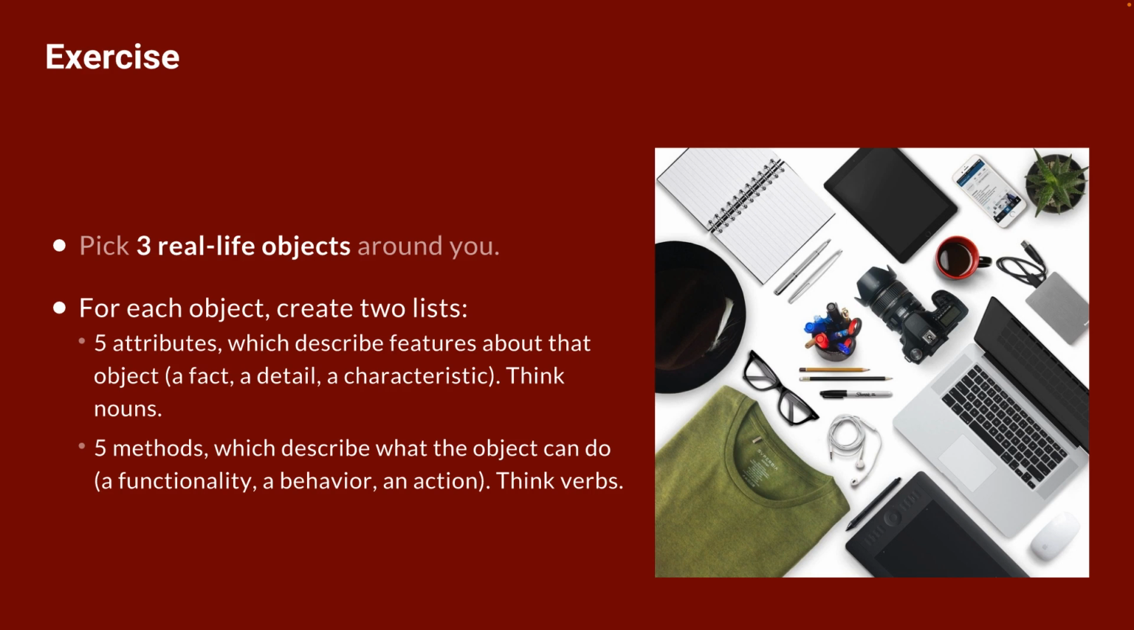For the second list, I'd like you to think of 5 methods, and methods describe what the object can do. So that will be a functionality, a behavior, an action. You can think of verbs in this scenario. So for example, one thing I might do with the book is read it, right? To read a book is to do an action with the book. It's not a fact about the book like the author is. It's an interaction or a behavior I can do with that book. So let me give you an actual concrete example on the next slide.